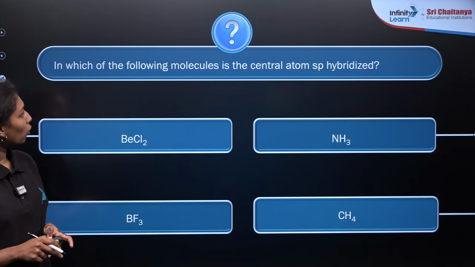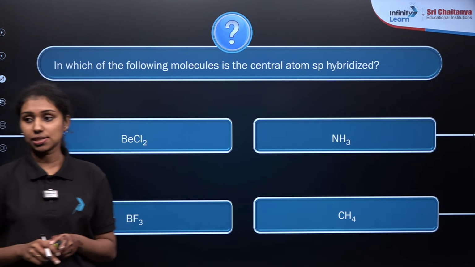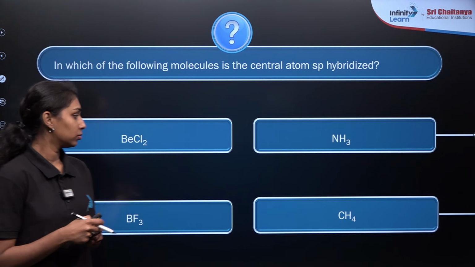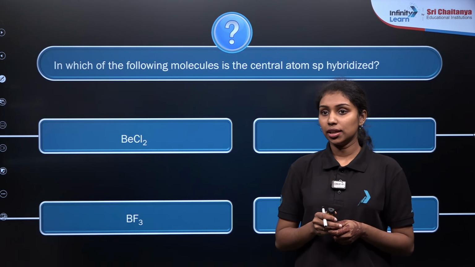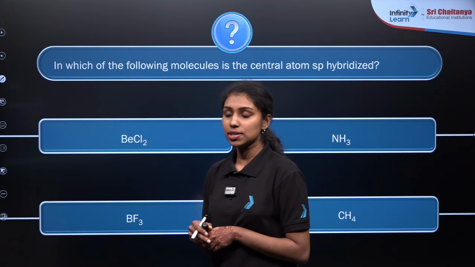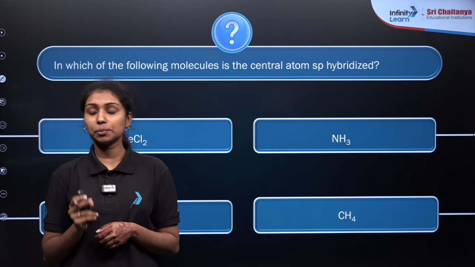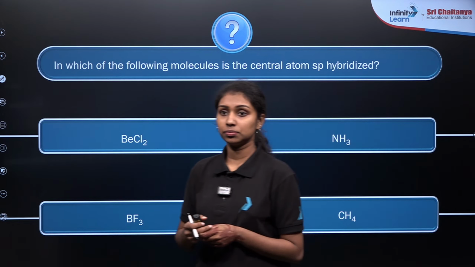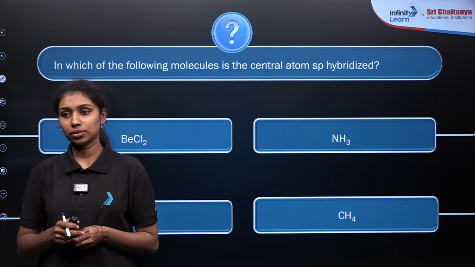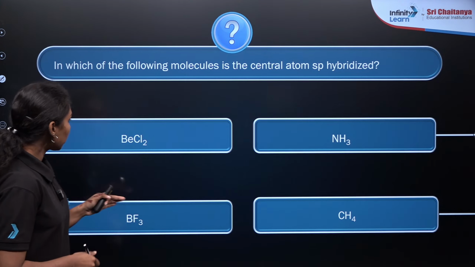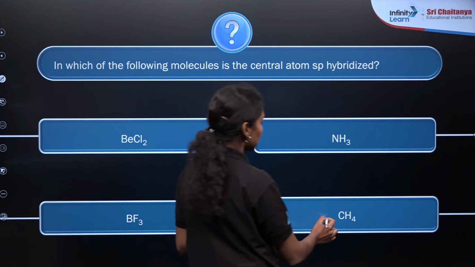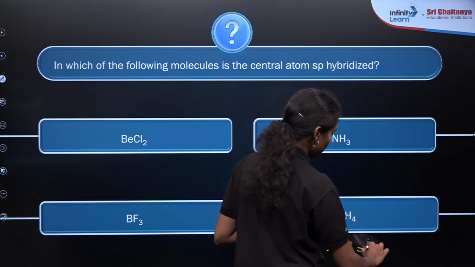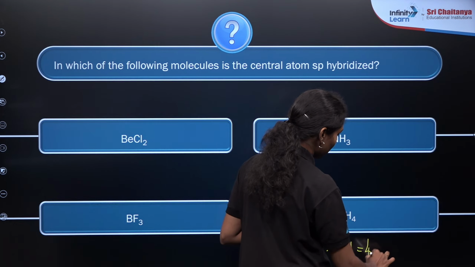Here is the next question. In which of the following molecules is the central atom sp hybridized? Use the steric number concept and find out the steric number. If you are getting the steric number equal to 2, obviously the molecule will have sp hybridization. If I am considering the CH4 molecule, steric number is equal to the total number of sigma bonds. Carbon will be forming 4 sigma bonds, so steric number is equal to 4, sp3 hybridization.